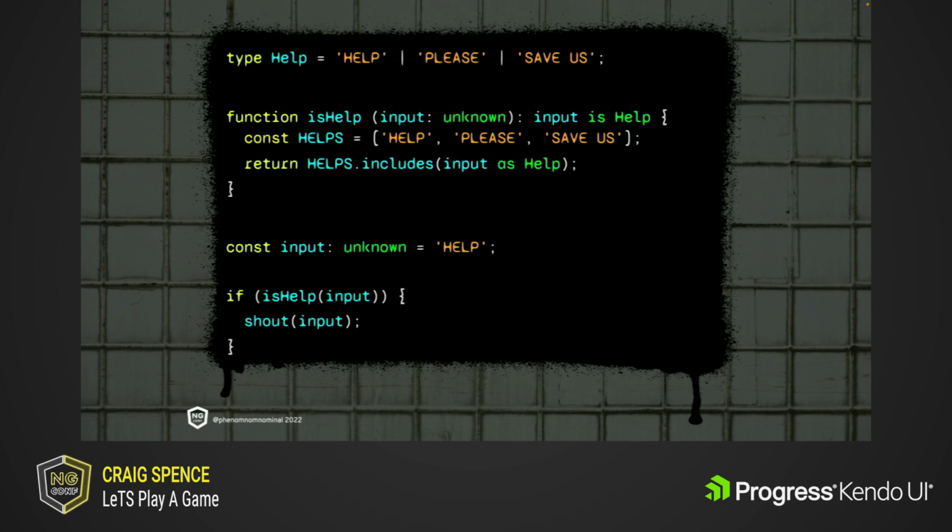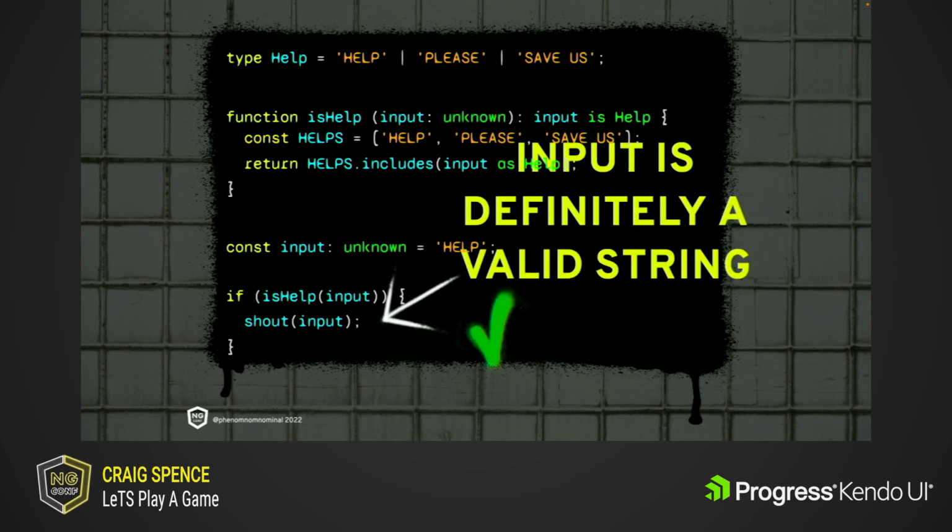Again, the type checker can statically analyze this code and understand that if the if condition passes, then within the if block, input must be one of our expected strings.